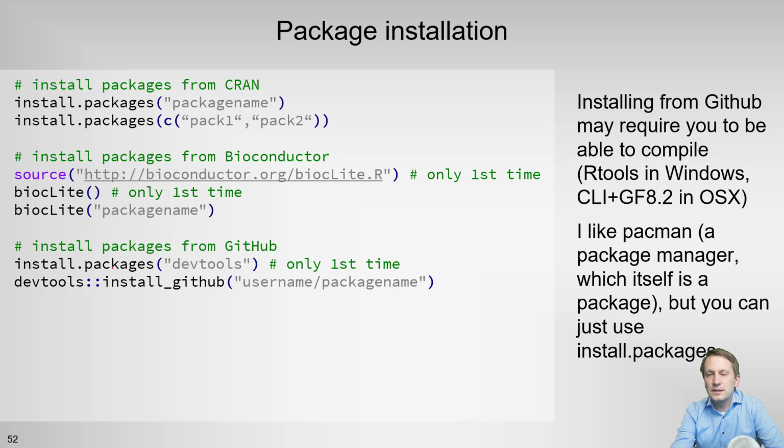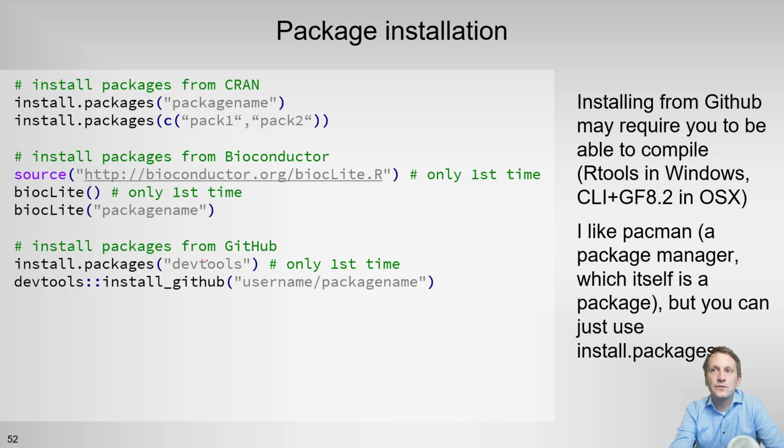If you install from GitHub, you need to install devtools first, which is a package that helps you to install from sources like GitHub or actually Bitbucket. And then with devtools install_github, you can then install packages from GitHub. So here you actually see how most people use it. Most people don't load the devtools package. They just run the install_github function from it.